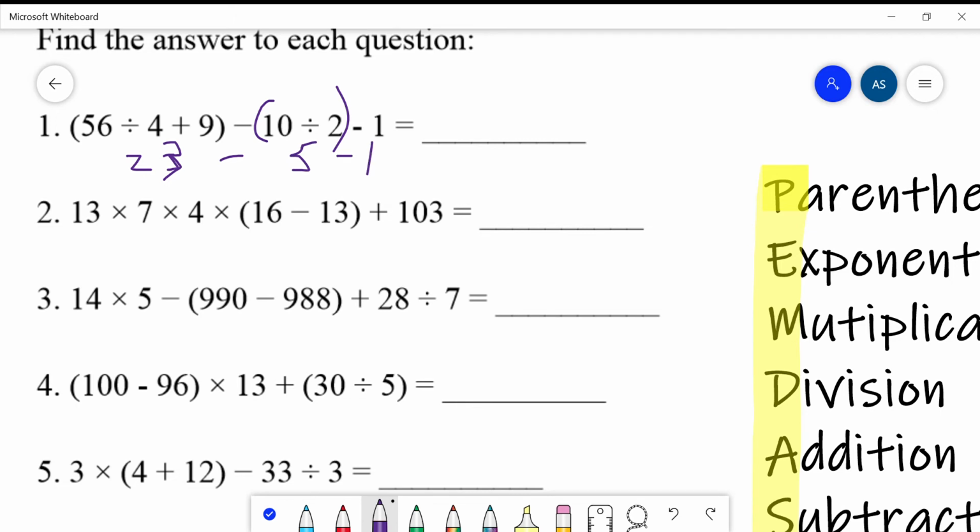Now our equation is going to look like this, and we could just go across and finish our equation. So if we have 23 minus 5, I'm going to get 18. And 18 minus 1 is going to be 17. Alright, so our answer would be 17 for this. Okay.